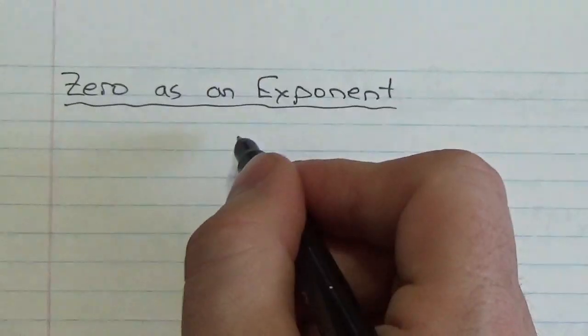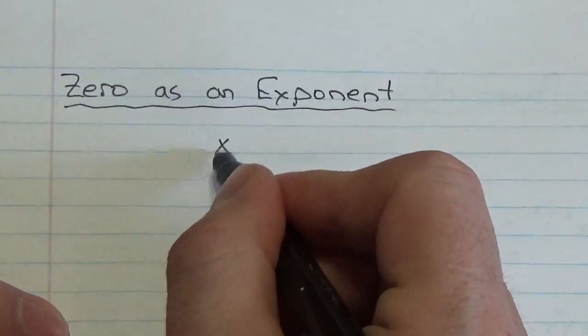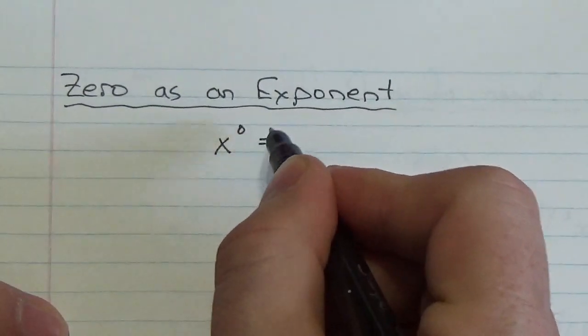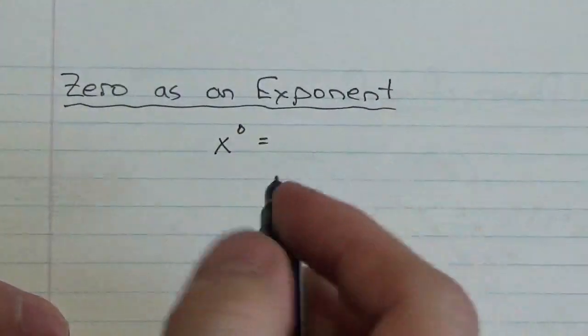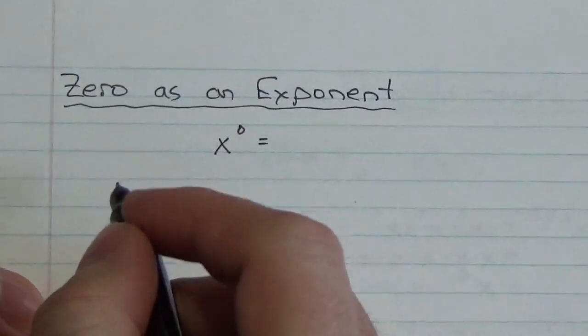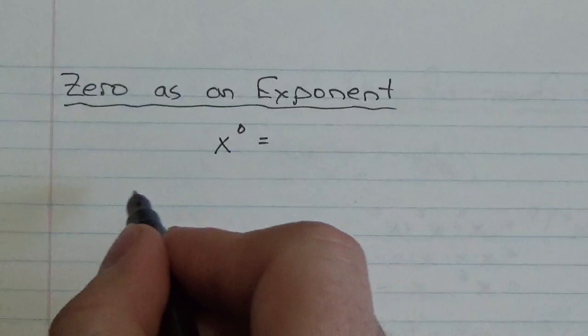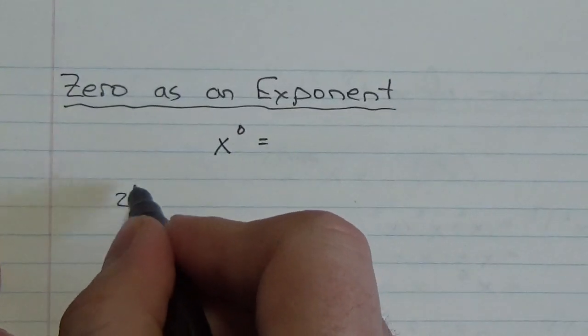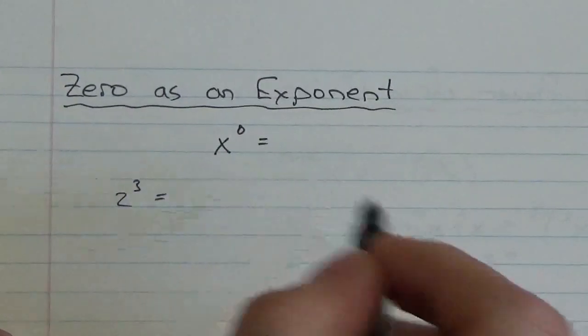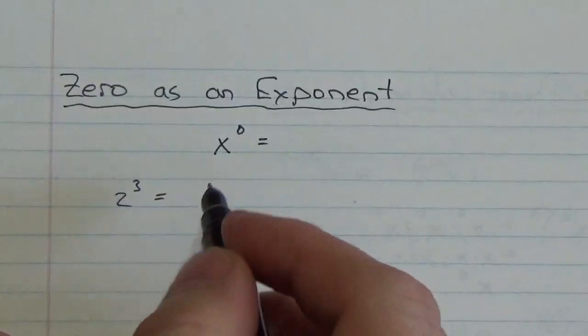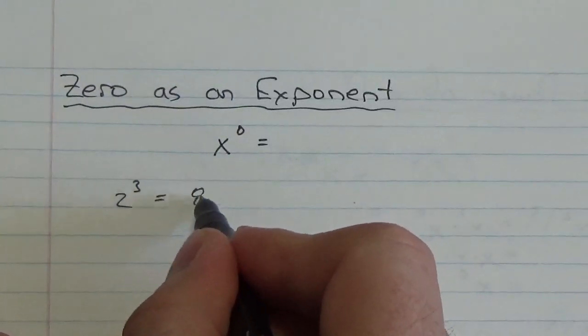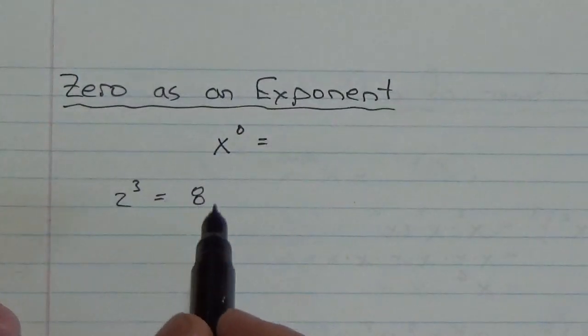We'll come up to this in a second. I'll explain what this is, but x to the 0 is equal to what? Well, let me establish a pattern here first. Let's just grab a number. Let's say I grab 2. Let's say 2 cubed. I know that 2 cubed is going to be 8. Okay? That's 2 times 2 times 2.